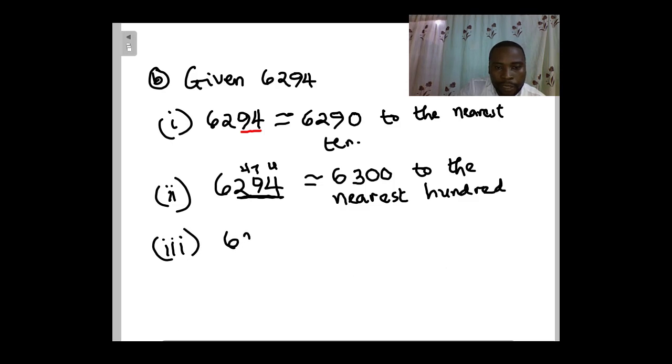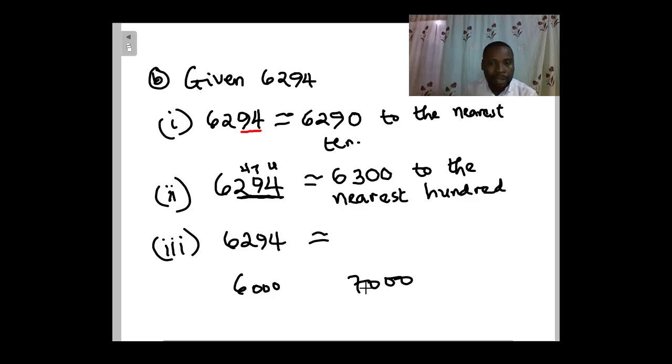To the nearest 1000. So let's check. We have 6,294. Remember the thousands: 1,000, 2,000, 3,000, 4,000, 5,000, 6,000, 7,000, 8,000, all the way. So this number is 6,000 and something. It lies between 6,000 and 7,000. If you know how to count your numbers, 6,294 lies between 6,000 and 7,000.